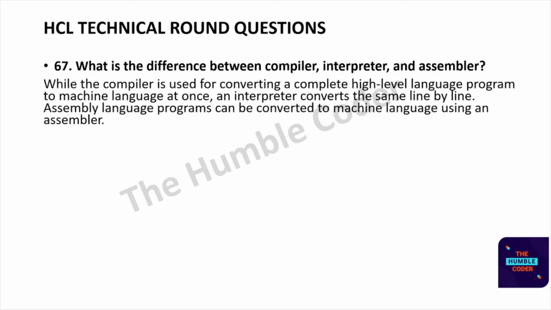Next question is, what is the difference between compiler, interpreter and assembler? While the compiler is used for converting a complete high-level language program to machine language at once, an interpreter converts the same line by line. Assembly language programs can be converted to machine language using an assembler.